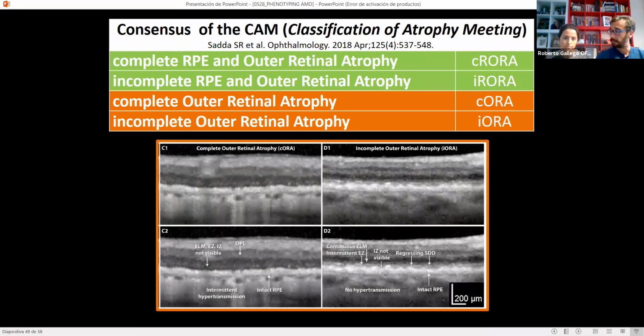And also cORA or iORA when it's only atrophy of the outer retina. Actually, it's getting better with the C and the I, the name. I don't know why you like it. I think they are still working on refining the classification, but I think this was a big step in clarifying how to call all these findings.